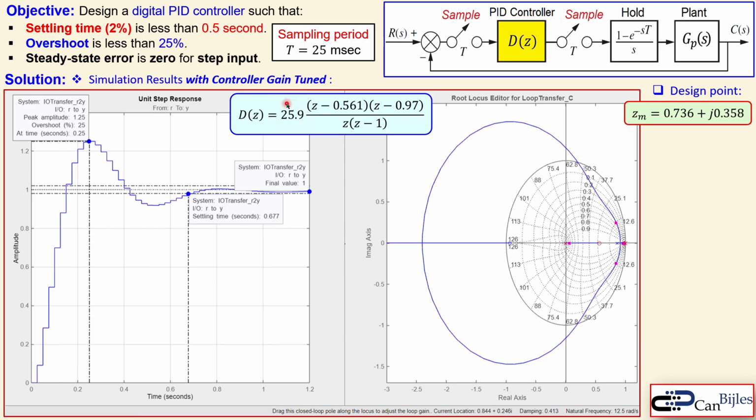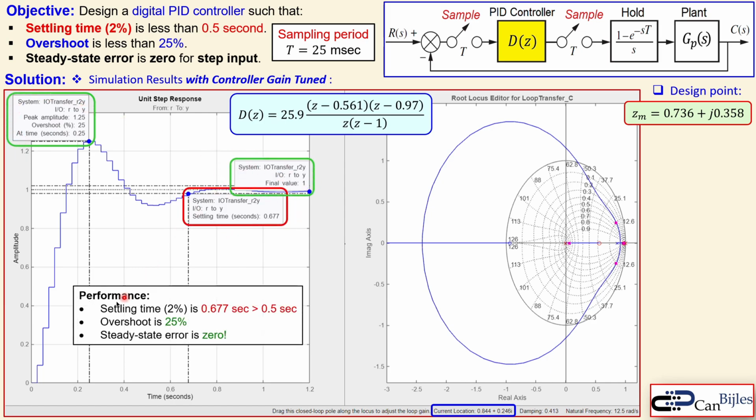And I have actually now changed the gain from 56.3 to 25.9. The rest is the exact same. Now we get a new root locus plot, new unit step response. I have actually done this such that I have one specification also met, which is in this case the overshoot. So you can see here again the current location, which is 0.844 plus 0.246i, which is different than that, so it is some variation. But the most important thing is the unit step response. We see here the overshoot, settling time, and also the final value.